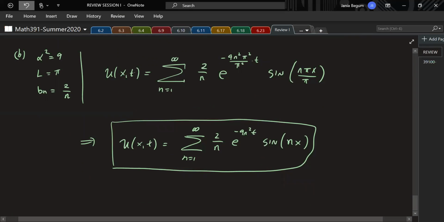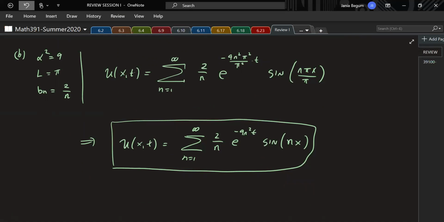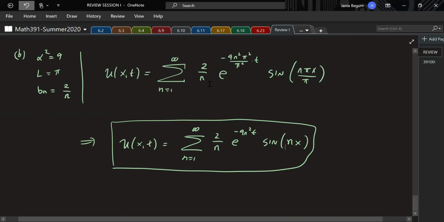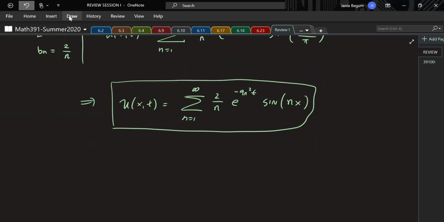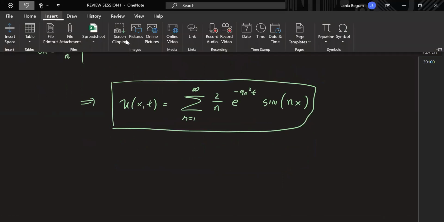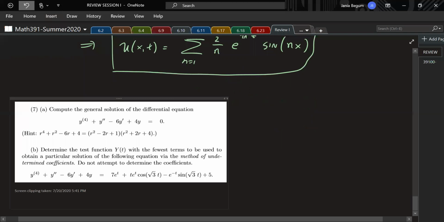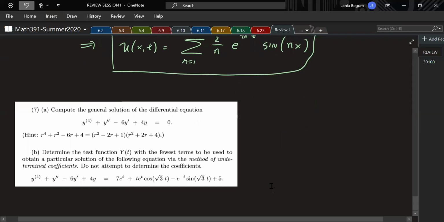Okay, 7 part B. So here's question 7 from the same final. We kind of need part A for part B again, right? So what was the answer to part A?